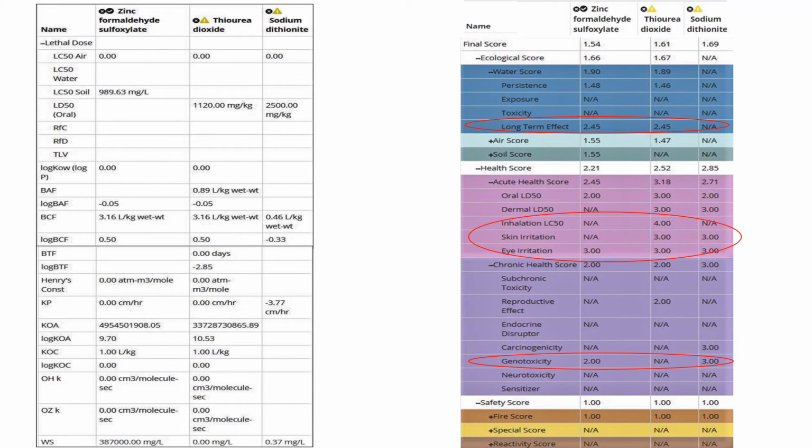As you can see from the scores that are provided by the chemical analyzer, although zinc formaldehyde sulfoxylate is considered potentially genotoxic and causes eye irritation, its severity is much lesser than the other two chemicals. Note that all the three chemicals do show long-term effect in water, and care must be taken in disposal during the manufacturing.